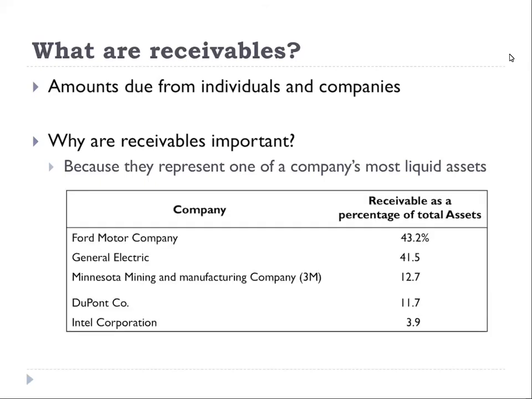And here are some examples. As you can see, depending on what kind of firm it is, for some of the firms, receivables are a really important asset. For example, for Ford and GE, receivables are around 40% of total assets.